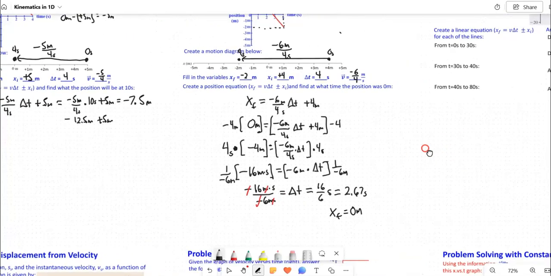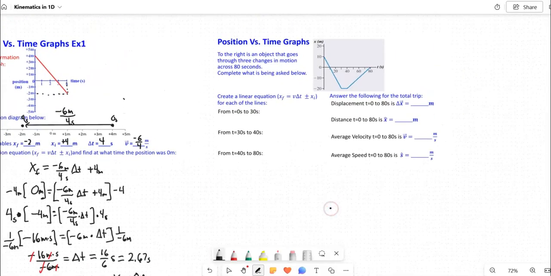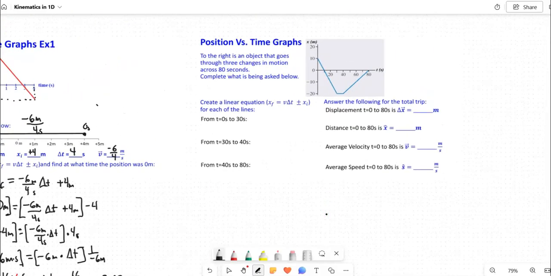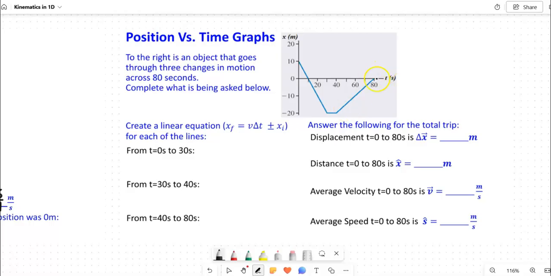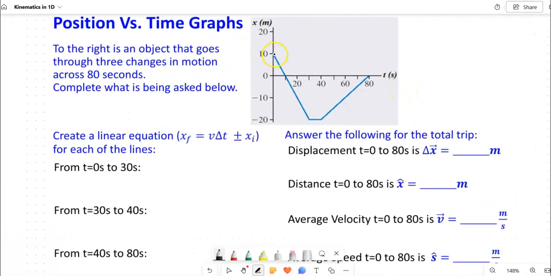Okay, I think this is our last thing for this video. And this is what you do when you have multiple lines connected together. So what this is saying is it's kind of telling us a story. It looks like it starts here at the positive 10 meter mark at 0 seconds, and then it's traveling to the negative 20 meter mark over the period, which looks like 30 seconds.